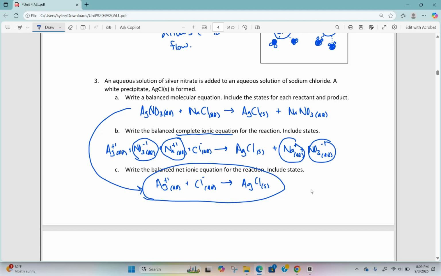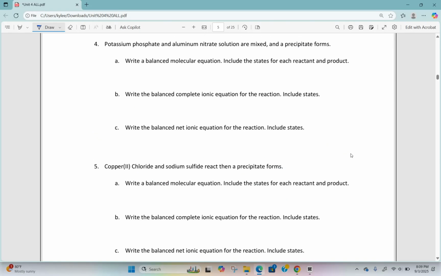A lot of times on tests and the AP test, they don't ask for that intermediate step. They ask just for the net ionic equation. So if you're comfortable with that, you can skip right from A to C without making that B part. However, a lot of students need to see it all written out so that they can visualize what's being canceled. So if that seems like too much of a challenge for you, then follow the steps that we talked about. Let's look at a couple more examples.